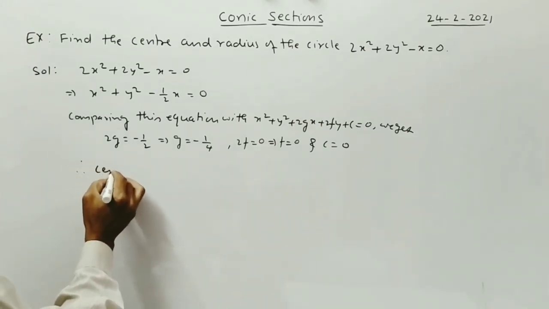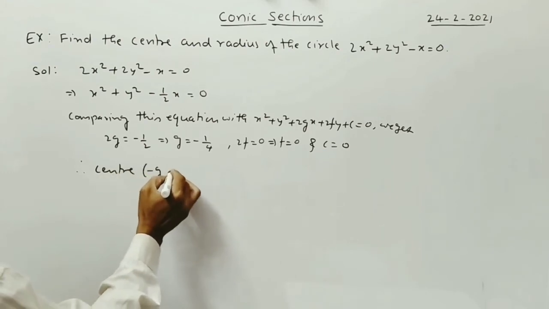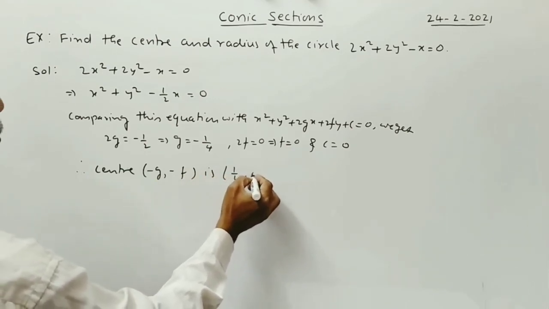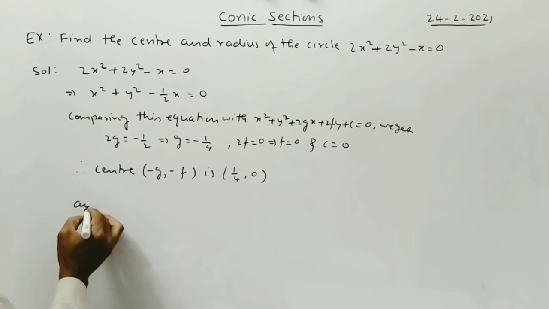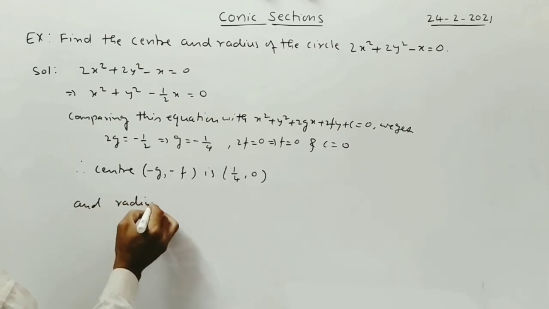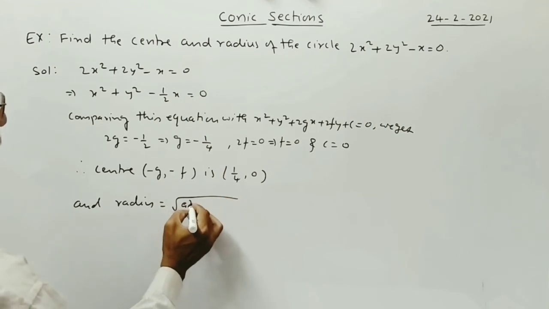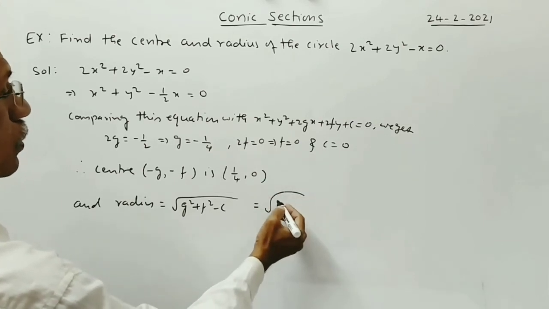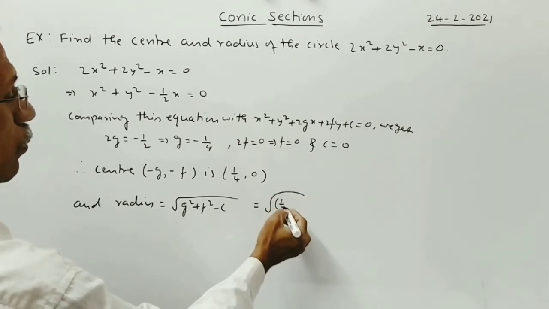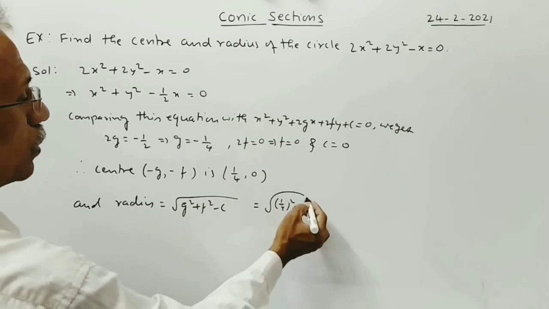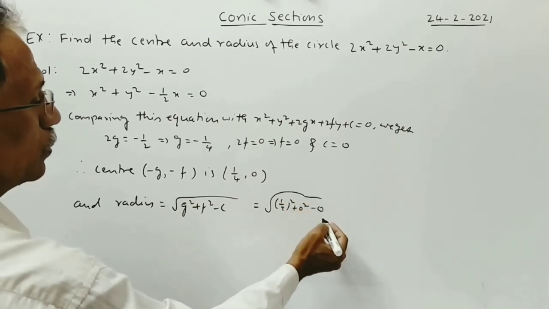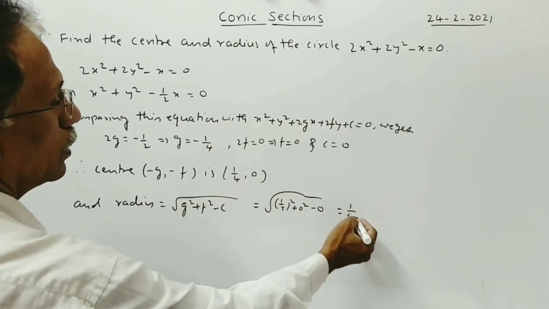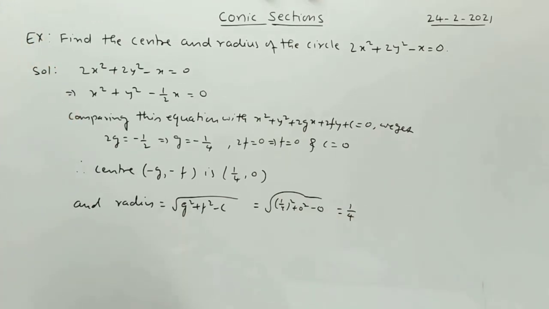Therefore, center minus g comma minus f is 1 by 4 comma 0, and radius is equal to square root of g square plus f square minus c is equal to square root of 1 by 4 whole square plus 0 square minus 0 is equal to 1 by 4.